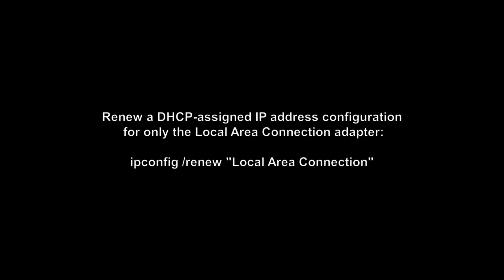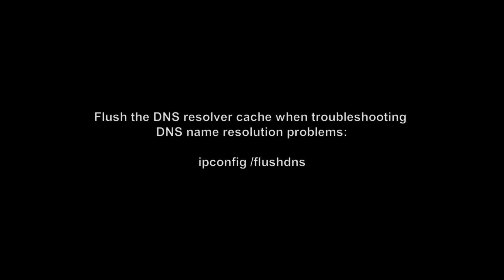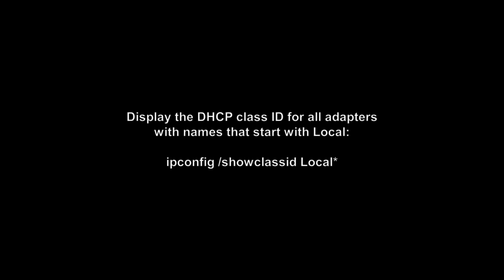Ipconfig examples. To renew a DHCP assigned IP address configuration for only the local area connection adapter, type ipconfig /renew "local area connection". To flush the DNS resolver cache when troubleshooting DNS name resolution problems, type ipconfig /flushdns. To display the DHCP class ID for all adapters with names that start with local, type ipconfig /showclassid local*.